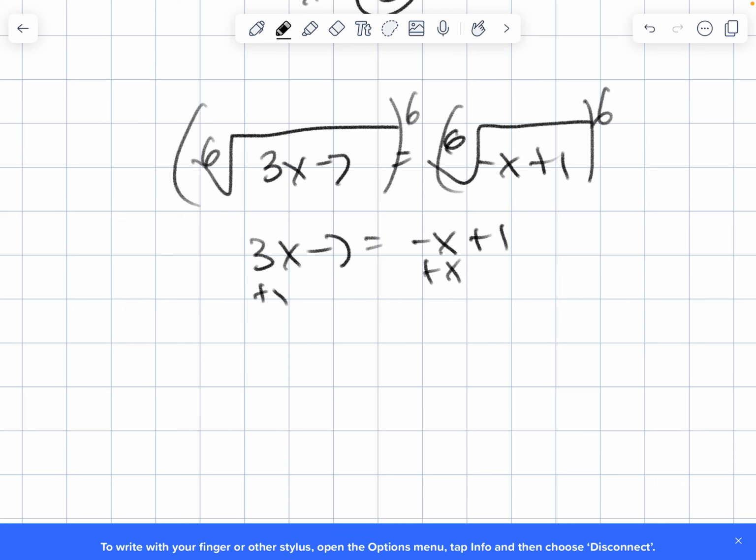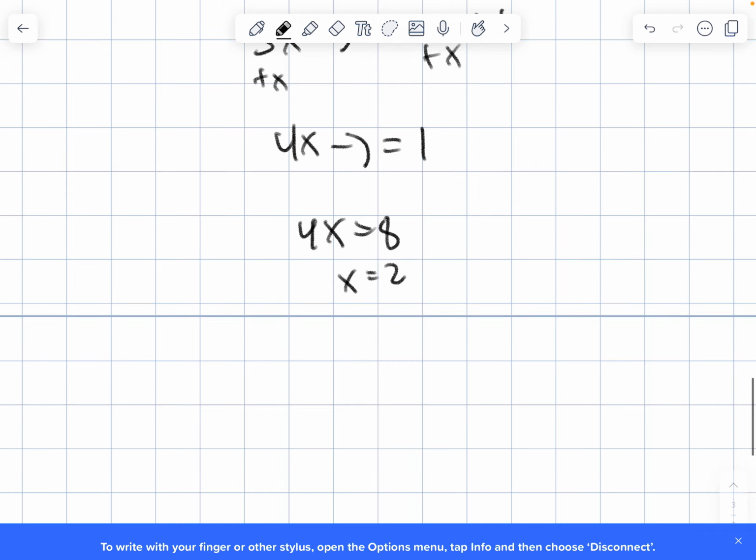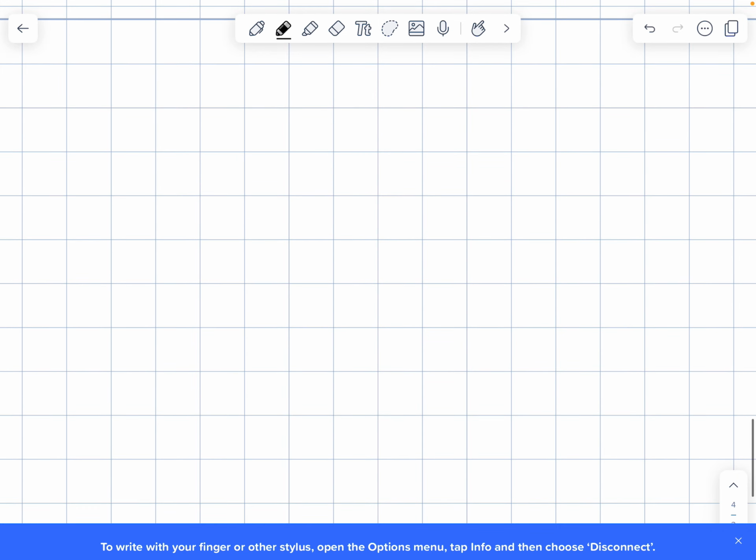Let's add an x to both sides. Now we've got 4x minus 7 equals 1. And add 7 to both sides. 4x equals 8, and so x is equal to 2. Okay, moving on.